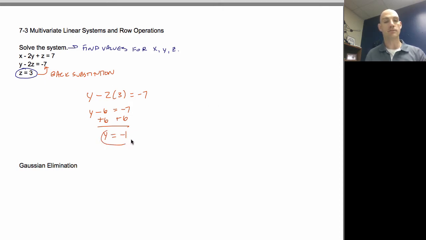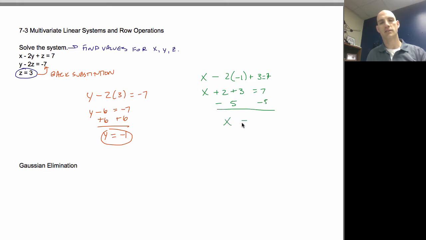Now I'm going to use back substitution again to back substitute both of those into the first one. So I'm going to take x minus 2 times negative 1 plus 3 equals 7. So x plus 2 plus 3 equals 7. So I'll subtract 5 from this side, and I've got x is equal to 2.